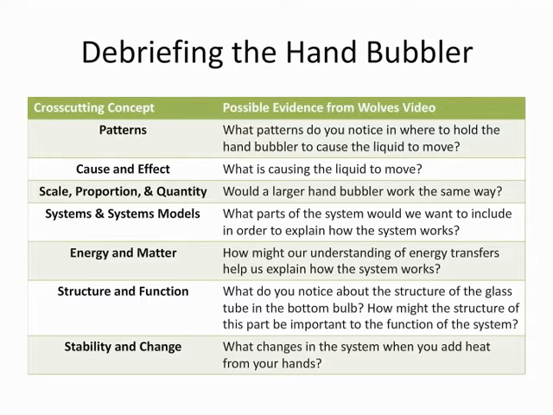A structure and function question could be something like, what do you notice about the structure of the glass tube in the bottom bulb? There's something about that structure that's very particular, right? And then a stability and change question could be something like, what changes in the system when you add heat from your hands? So again, a lot of these tie back to cause and effect. Many of them are systems types of questions, but hopefully that gives you a little more of a sense of what those cross-cutting concepts are about and how we might start to generate some questions to help learners think about those cross-cutting concepts in terms of the phenomena that they're studying in their science.